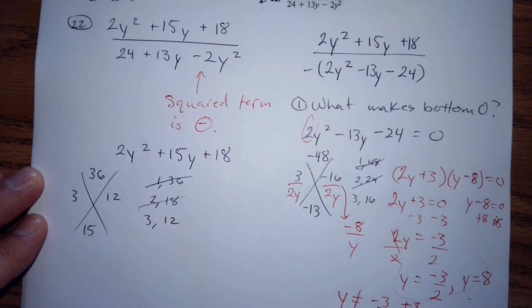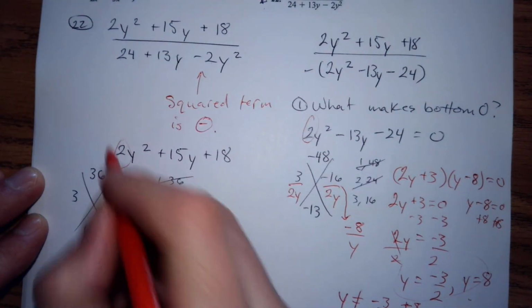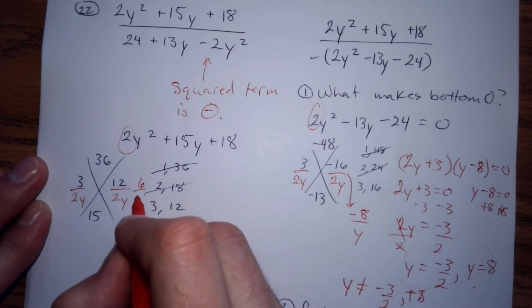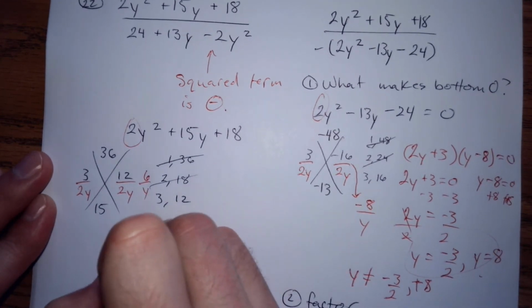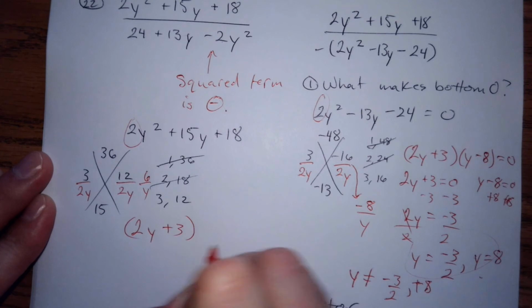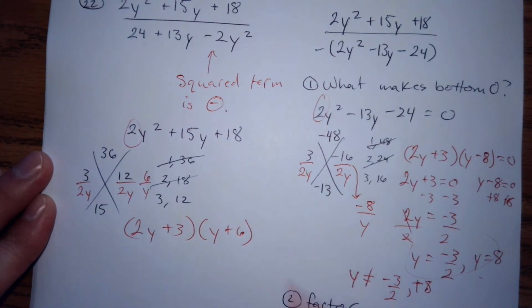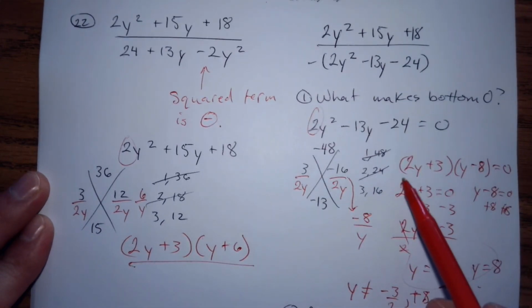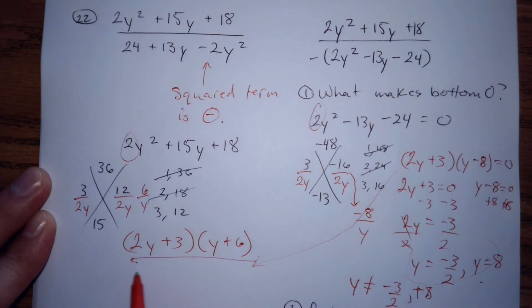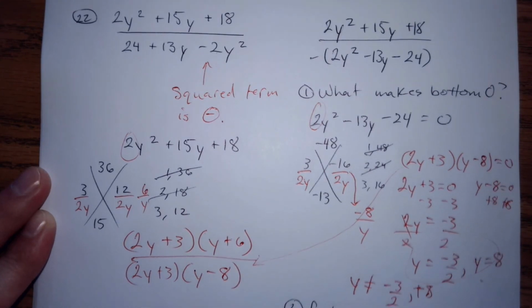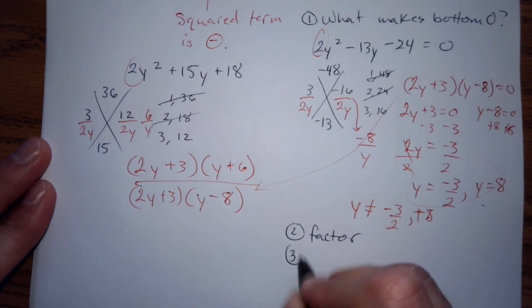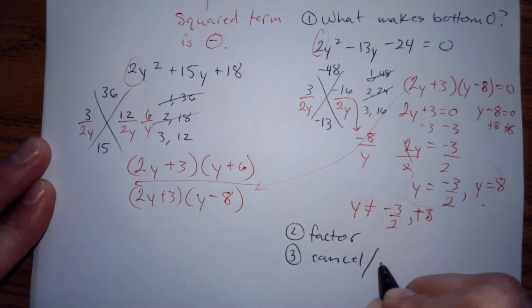Both positive. Divide by 2y. This becomes 6 over y. So we have 2y plus 3, y plus 6. So that was the top factored. The bottom we already did: 2y plus 3, y minus 8. So that's factoring, and then cancel or reduce.